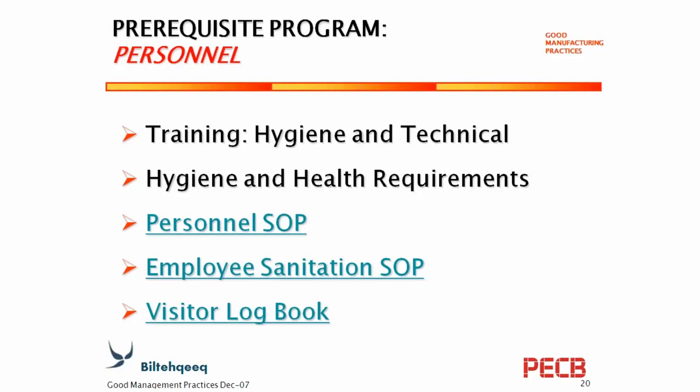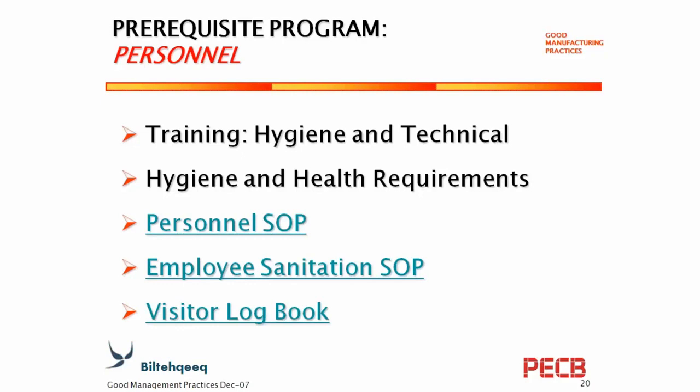And personnel who are involved in the manufacturing process of the food items should be well trained about the hygiene and technical aspects. You should ensure that the people involved in the manufacturing of our food items are physically fit and well aware about hygiene. So you have to develop the proper SOP for the personnel control, and a proper procedure for the employee sanitation.